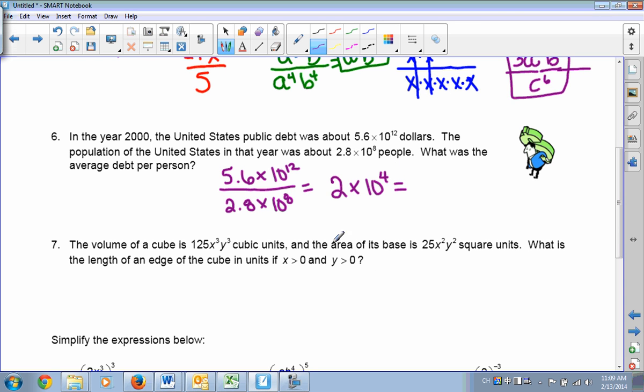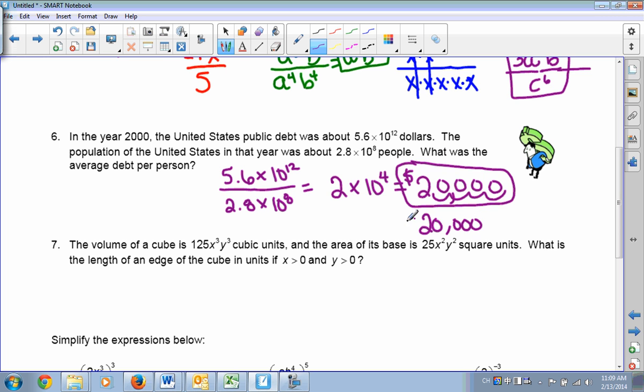Okay. But how much money is that really? 2 times 10 to the 4th. So that means 2, and then add 4 decimal places. 1, 2, 3, 4. Put your zeros in there. Cha-ching. So how much does each person owe? $20,000 per person in order to pay off the debt of our country in the year 2000. Not per family, per person. What? Am I going to pay that?